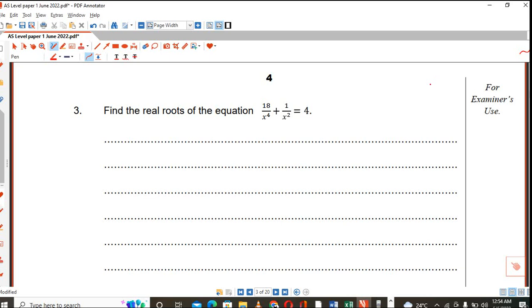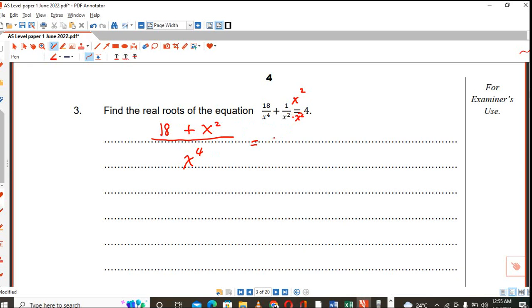The question says find the real roots of the equation 18 upon x to the power 4 plus 1 upon x squared equals 4. Now there are many ways you can solve this. Perhaps the idea is to make the denominators the same. So on this side I'm going to multiply by x squared, and also by x squared on top there. All right, so I'm going to have 18 plus x squared.